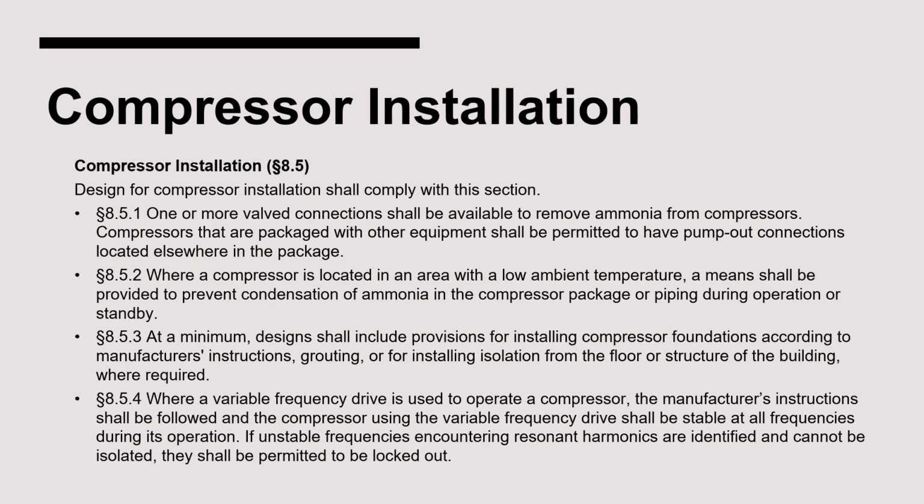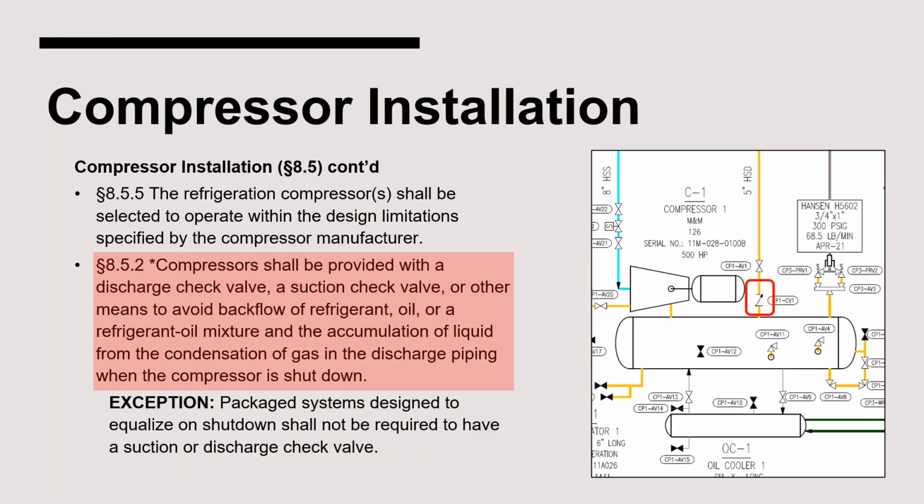The design for compressor installation must include one or more valved connections for the purpose of removing ammonia from compressors. Additionally, when a compressor is located in an area with low ambient temperature, a means shall be provided to prevent condensation of ammonia in the compressor during operation or standby. This is accomplished with an oil heater installed in the oil separator and a check valve at the discharge of the compressor. Here is an example of a check valve installed at the discharge of a compressor, which is specifically required in Section 8.5.2.